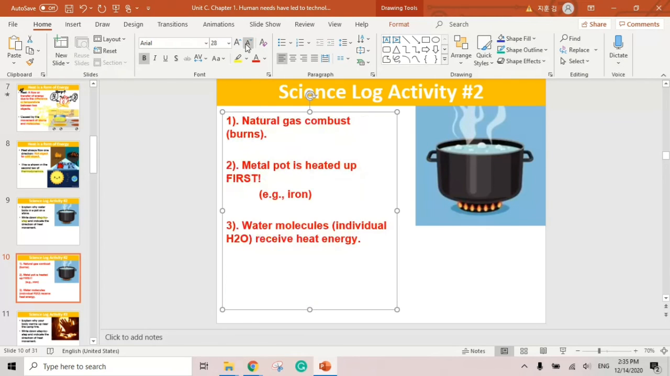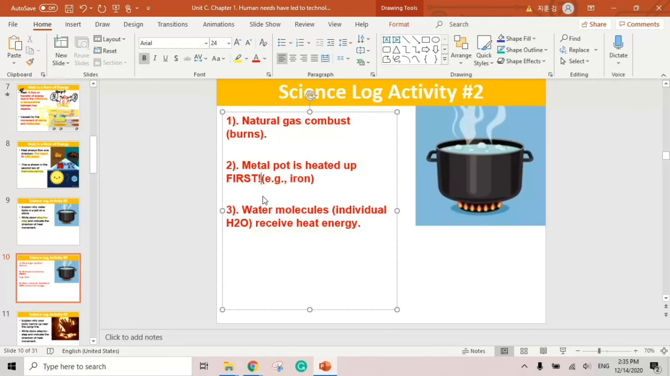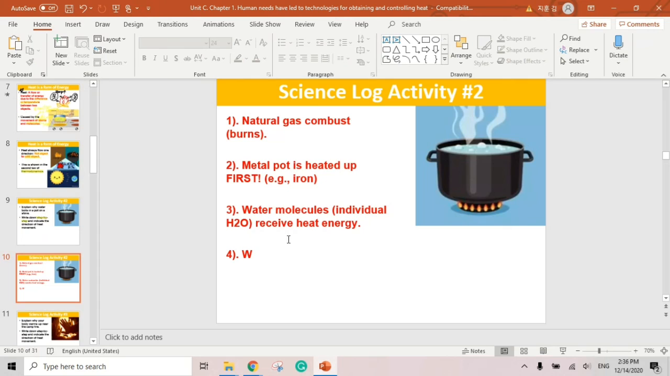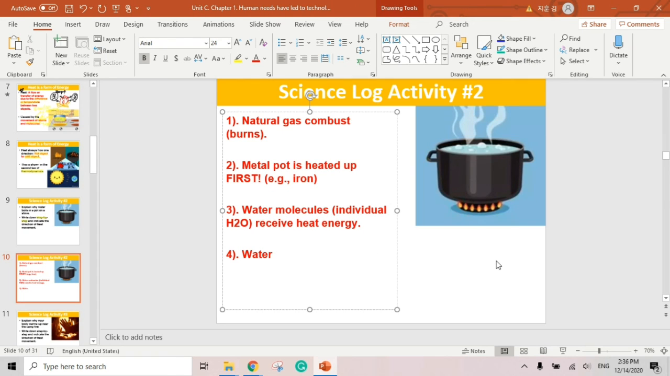I'm going to control this a little bit. Number four, it's kind of hard to write. Number four. All right, number four, water's temperature slowly rises. And at this point, you may observe bubbles. And number five, when it comes to the last part, water starts to boil at a specific temperature.